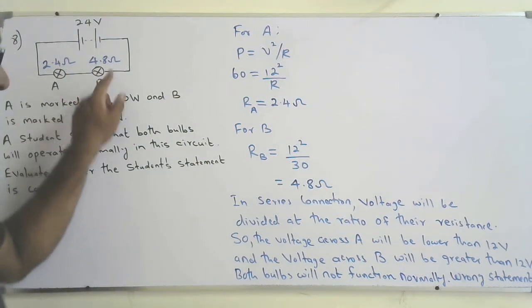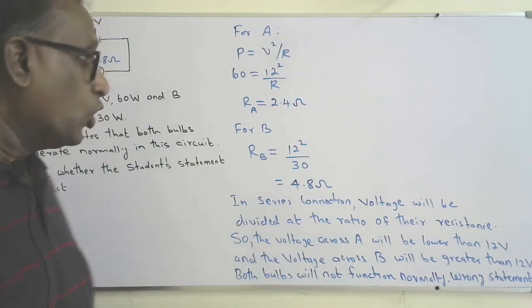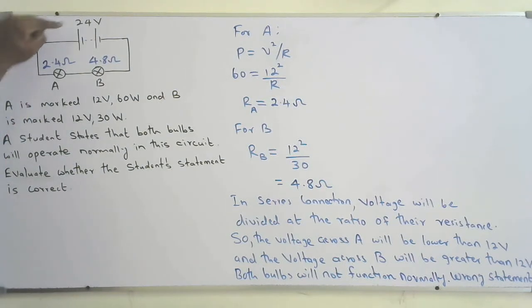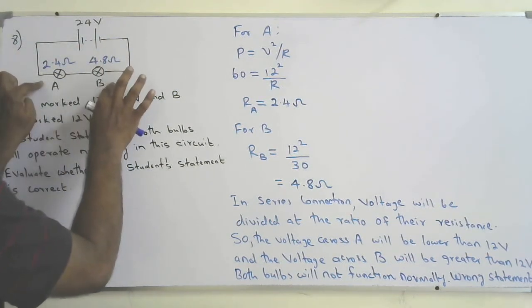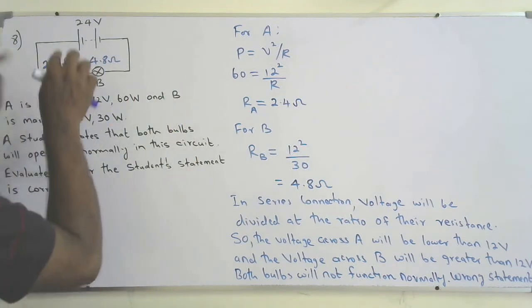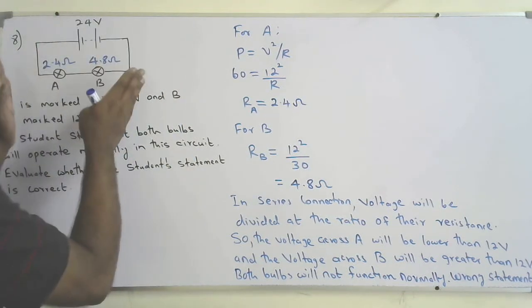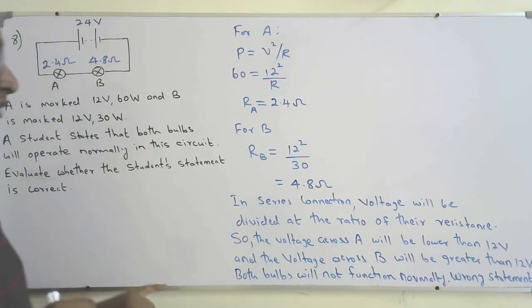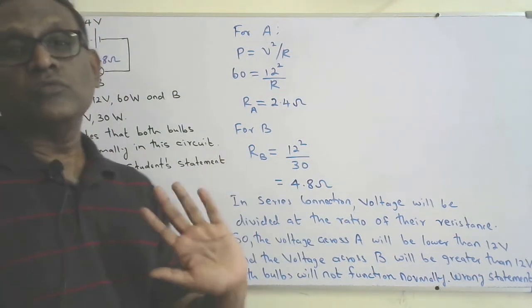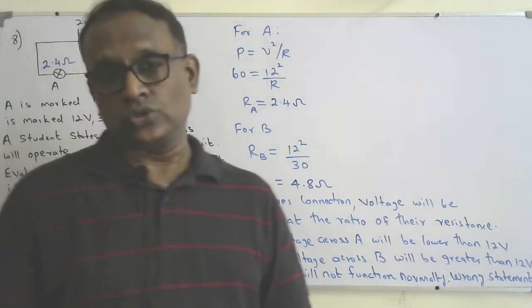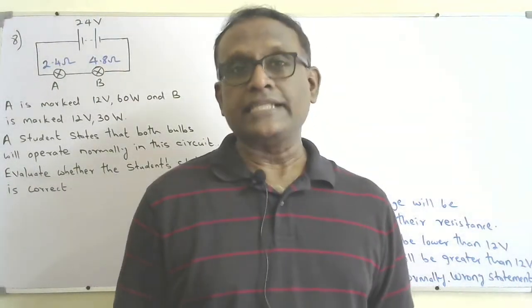1:2. So the voltage across A will be lower than 12 volt because this is 24, it won't be divided equally. If it were divided equally, 12 and 12, they would get that, but that won't happen. A is going to get lower than half of that. So it will get lower than 12 volt and B will get greater than 12 volt. So both bulbs will not be in normal condition. So the statement is wrong.